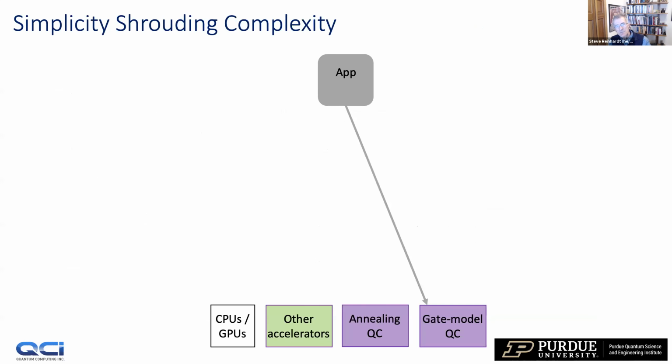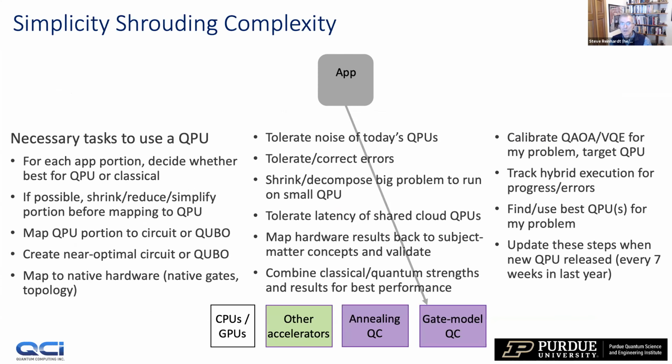So let's look at it from another perspective. Let's put ourselves in the perspective of someone who has an application. I have reason to believe that a piece of that application is quantum amenable. I could get benefit from a quantum computer. So what do I do? For the sake of argument, say I want to run on a gate model quantum computer. What do I do? Well, actually, it's a pretty long list.